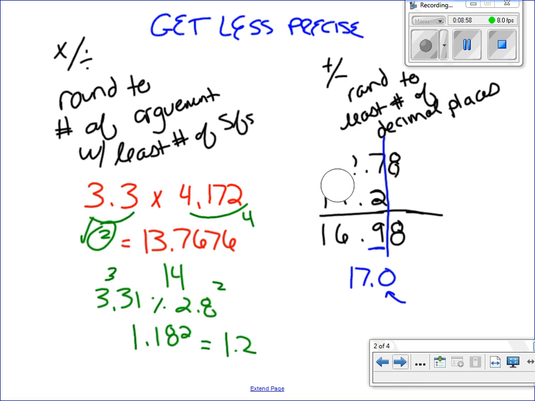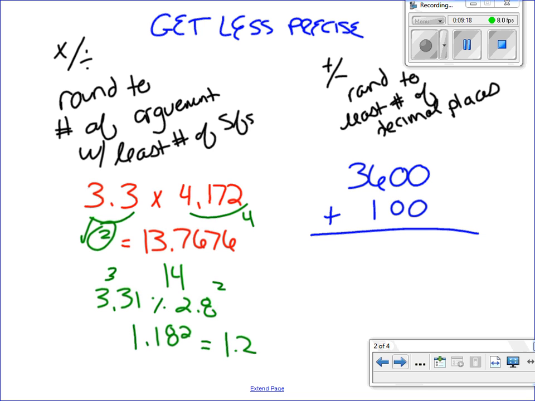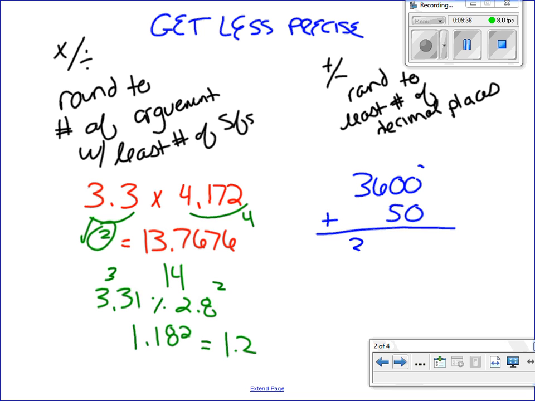This is the one that bothers everybody, and I don't think you'll be asked this on the midterm, and I don't think you'd be asked this on the Regents, but if you had 3,600 plus 100, these are both significant to here, because they don't have decimal places. Even if this was 3,600 plus 50, add them together, 3,650.